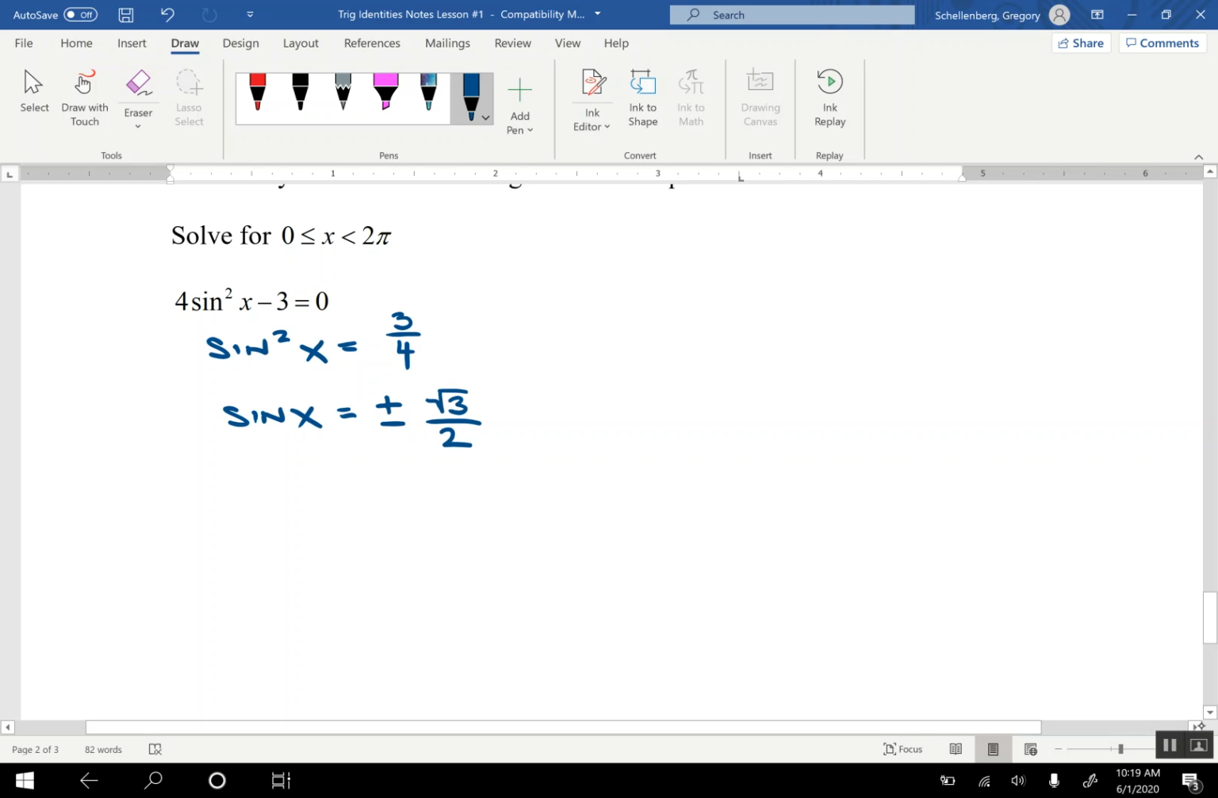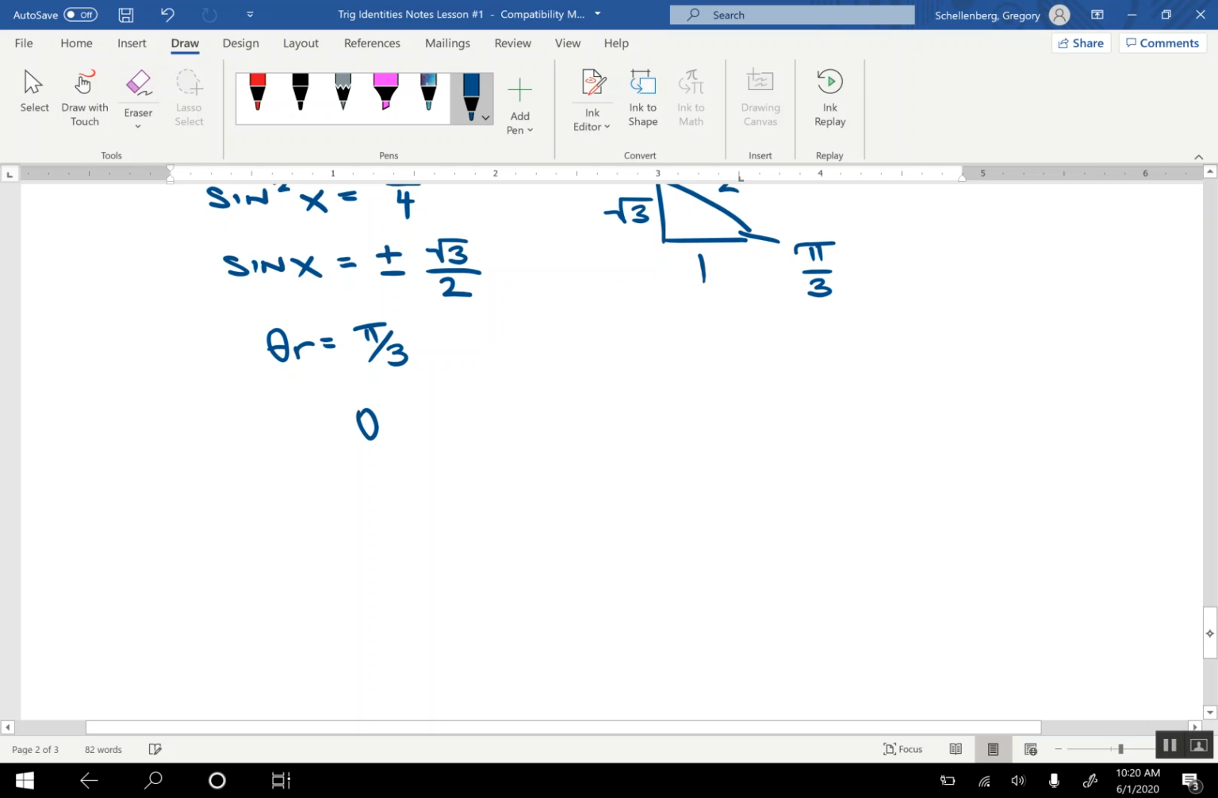Okay, so that is two sides of one of our special triangles. So where is the opposite root 3 and the hypotenuse 2? That's at this angle here, pi over 3, which is our reference angle. Now, we've got a sine ratio of the positive square root of 3 over 2 and the negative square root of 3 over 2. Sine is positive in quadrants 1 and 2. It's negative in 3 and 4. So we have 4 different solutions here, 1 in each quadrant.